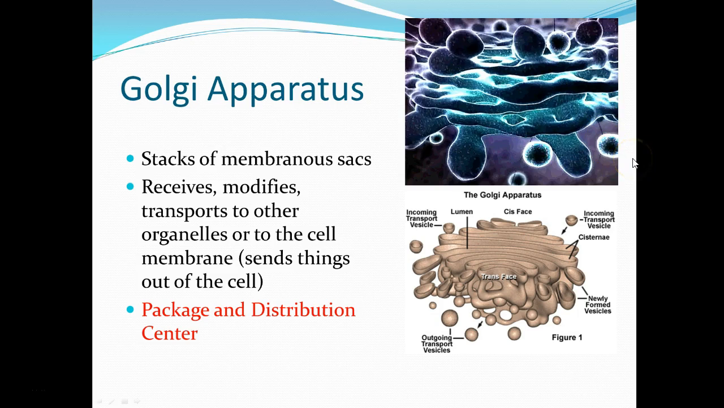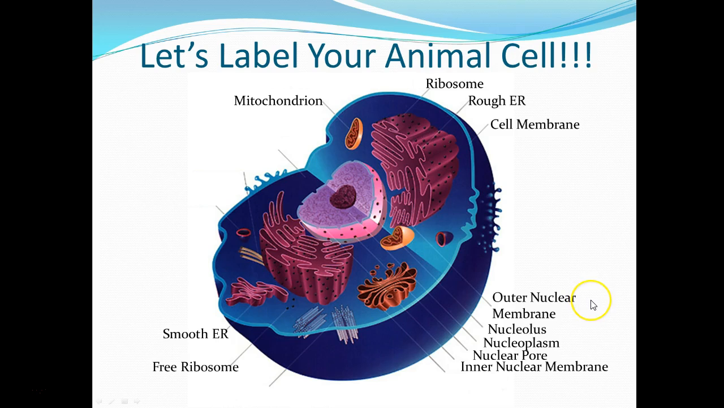Golgi apparatus, we said it consists of different stacks of membranes, and they receive and modify substances and then move those substances to other parts of the cell or all the way out of the cell. So you can think of it as a packaging and distribution center. Sometimes students will relate this to a post office, which is packaging and moving things. And this down here was taken from an electron microscope photograph, but of course it's a computerized image of what the Golgi might look like.